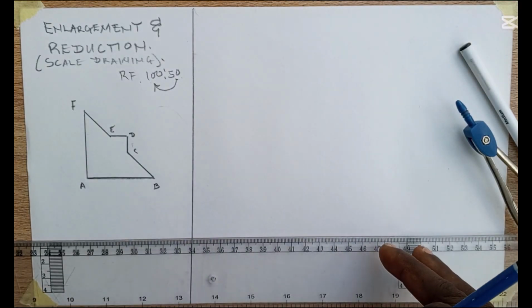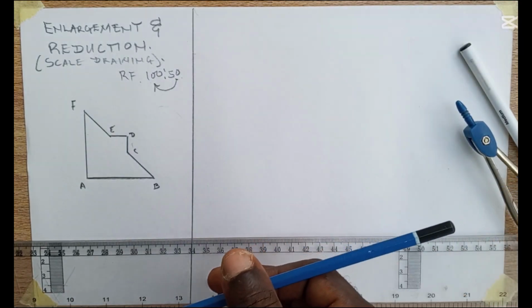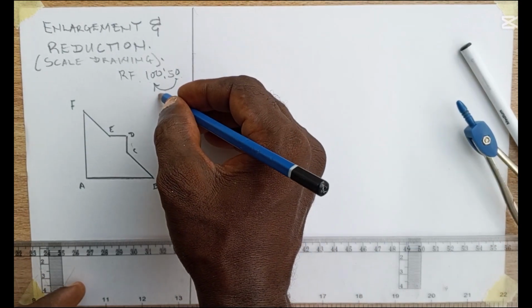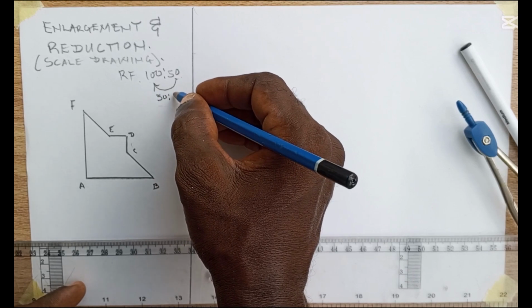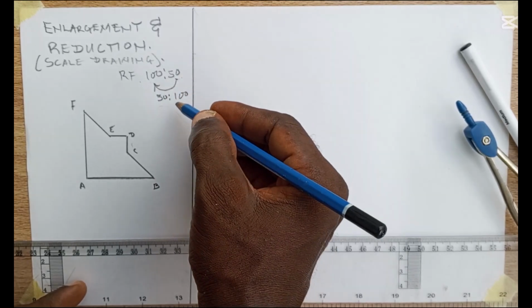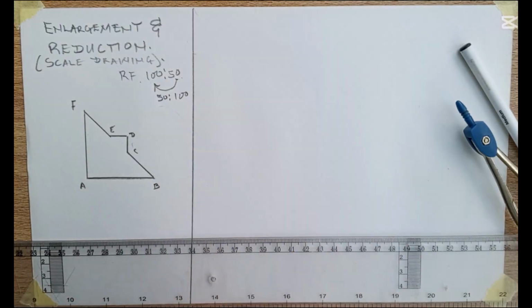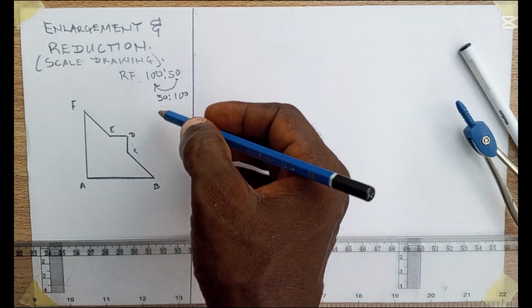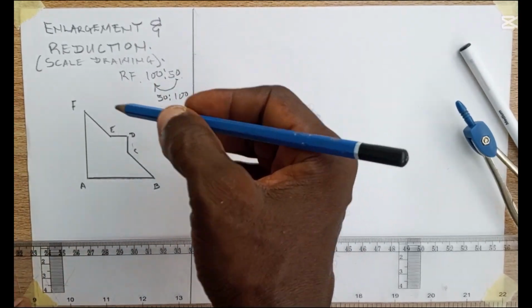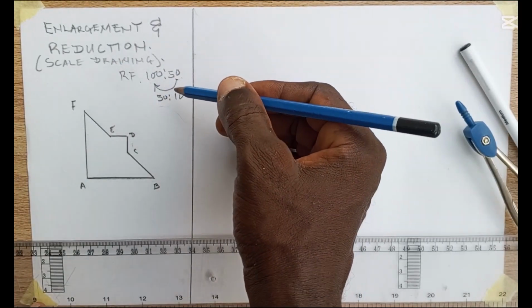So this is what we are going to do for enlargement. Then for reduction, we can put it as 50:100. For instance, we are moving from 100 to 50, reduced. Do you understand? Although I think last week I saw another textbook that was reading it from left to right, but whatever it is, this is the standard.